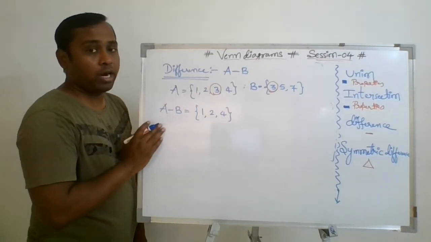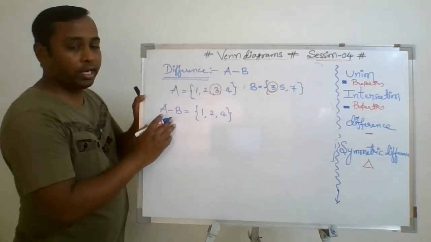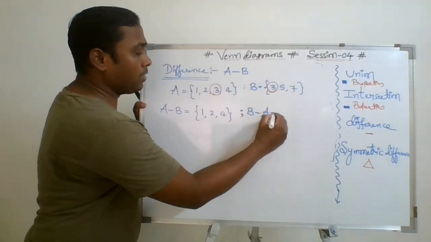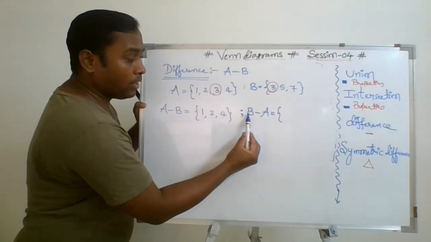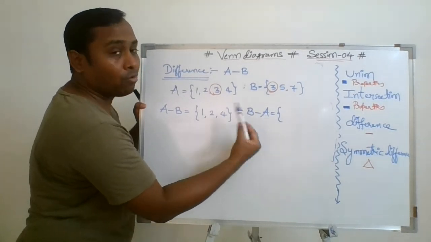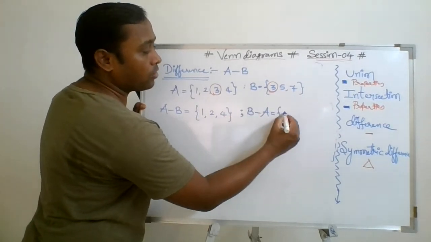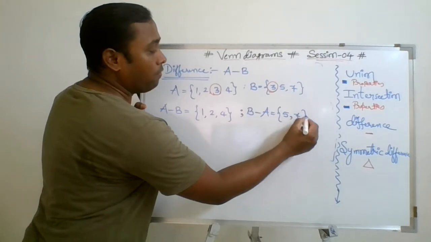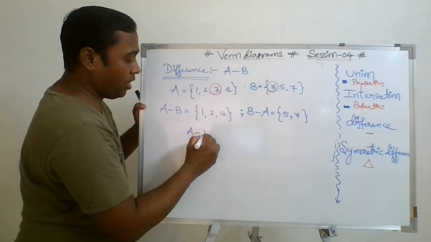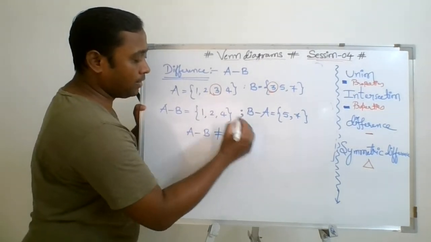Only A. What we call only A. Another way to say the difference of two sets is only A. Now, if I want to find B minus A, it means from set B, eliminate the elements of A. B में से A का element को हटा के लिखिए. Which element of B is in A? 3, remove it. So B minus A is 5, 7. Hence, from these two results we conclude that A minus B is generally not equal to B minus A.